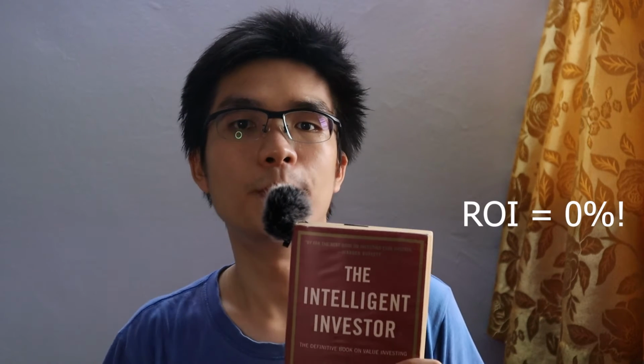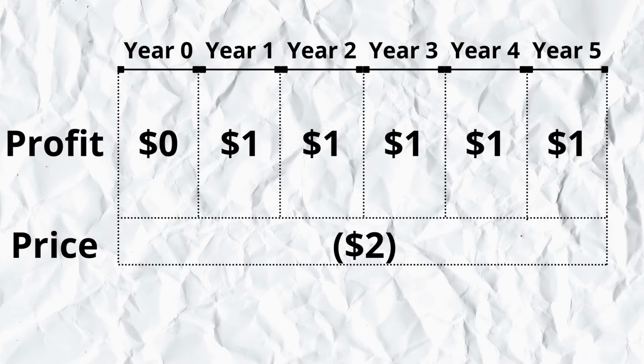0%. But what if you are given an option to buy the same business at $2 today? Suddenly, it looks like a good deal. You are paying $2 today to get $5 of profit in the future. This represents a return on investment of $5 total profit minus $2 initial cost divided by $2 initial cost, which you will get 150%. So all in all, the concept of investing or value investing is to buy an asset that can generate a profitable return that is greater than the price that you're paying today.